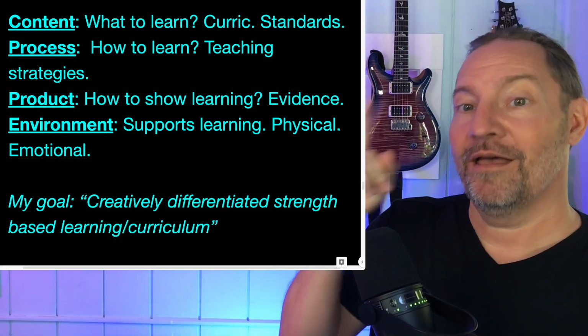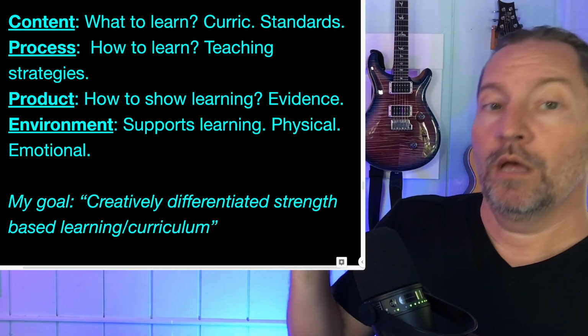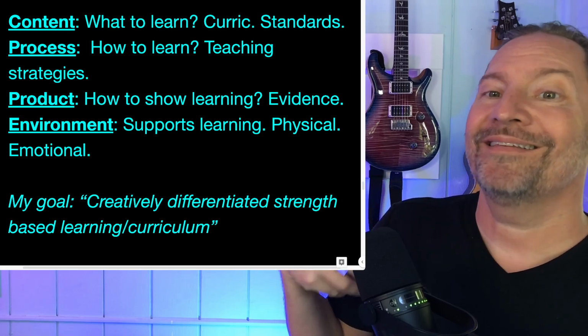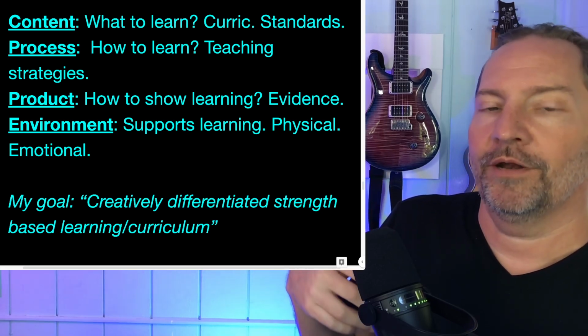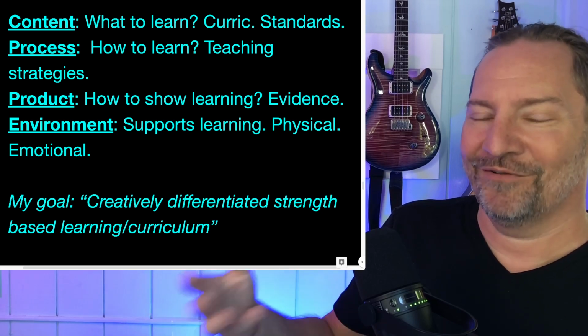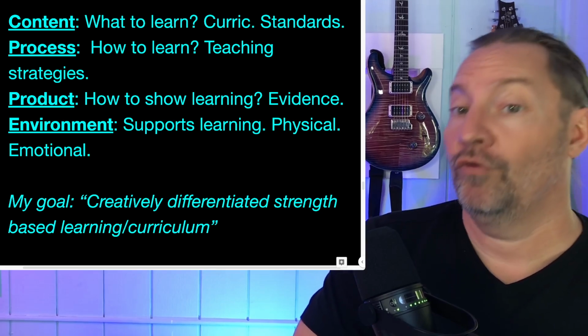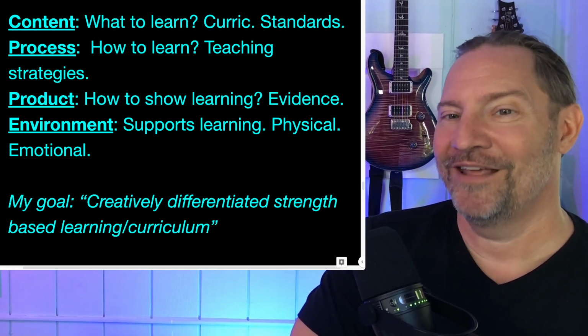Say it with me: content, process, product, environment. Content is what you learn. Process is how you learn. Product is how you show your learning or the evidence of your learning. And environment is where you're learning and customizing or tailoring or personalizing the environment, the content, process, and product to the individuals, the unique needs as much as possible.